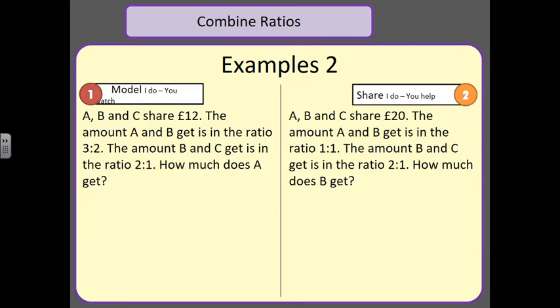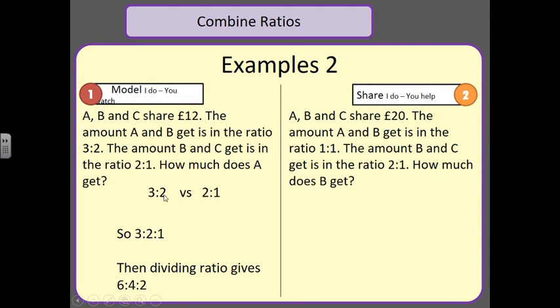Moving on then, I've got another example now. So A, B and C, this time we're going to involve sharing money. We're going to share £12. But again, I've got these combining ratio steps to do. A and B are in the ratio 3:2. B and C are in 2:1. Before I do any sharing, I must combine the two ratios. Fortunately this time, I've given you it so the two B numbers are the same, so I can just combine them to make 3:2:1.